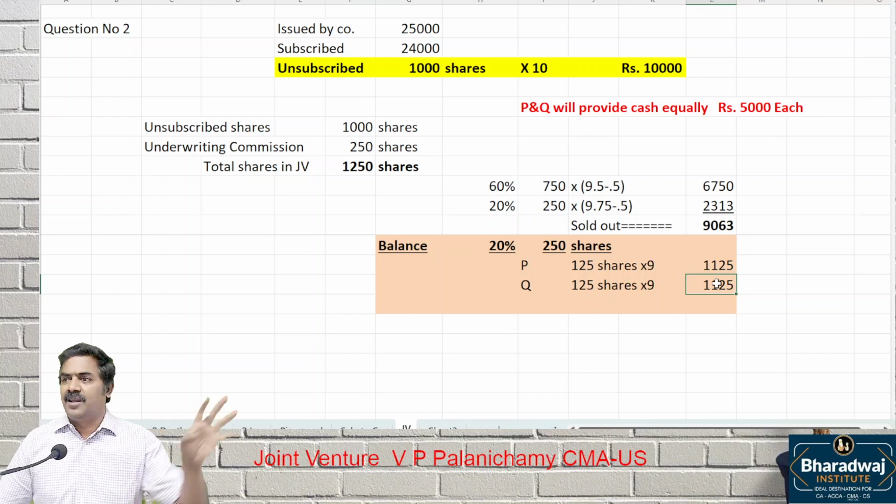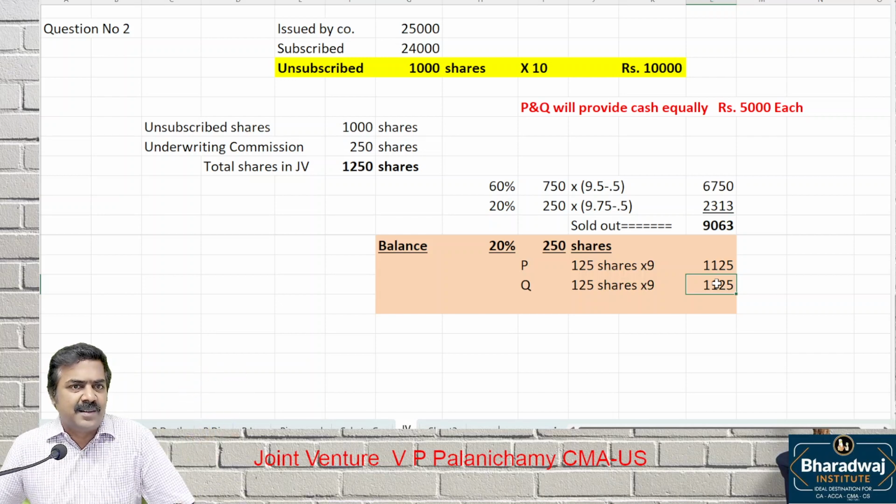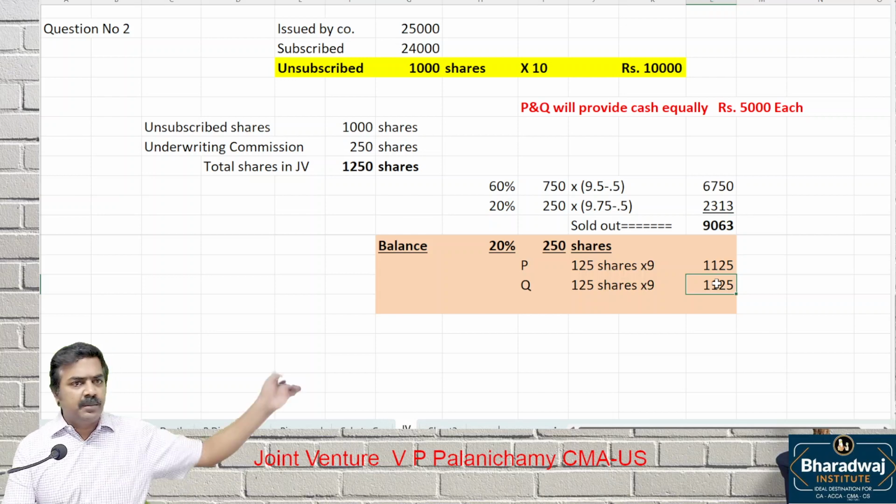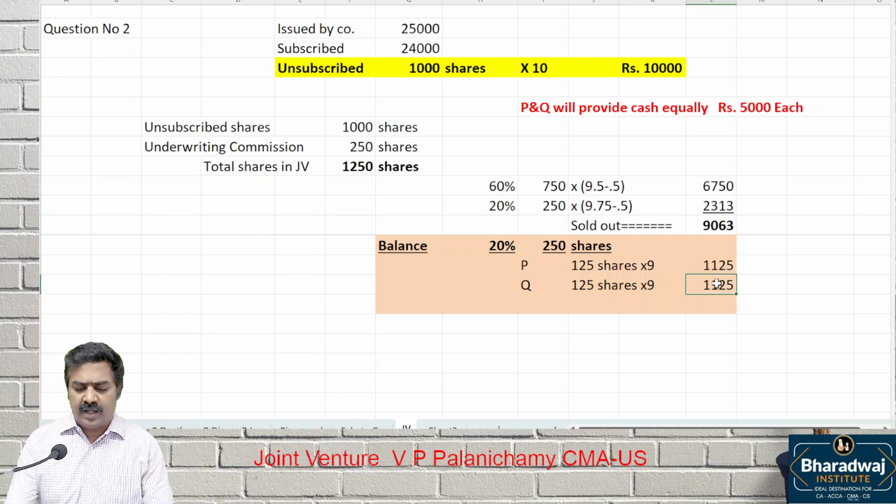I've just read it in the problem in a number method. That's it. Now what do we have to do for this? We have to prepare the ledger accounts. Start. Have we taken up this? Take it up.